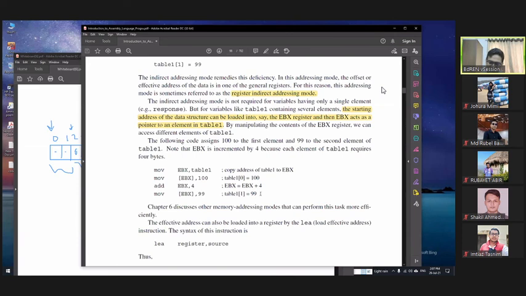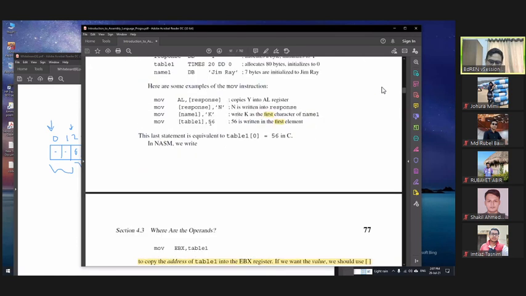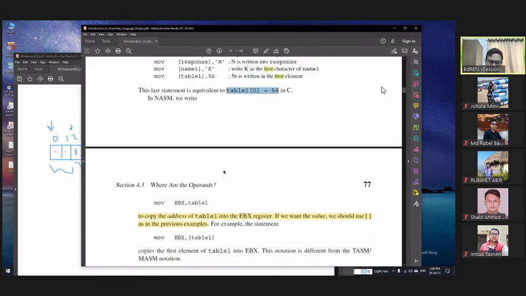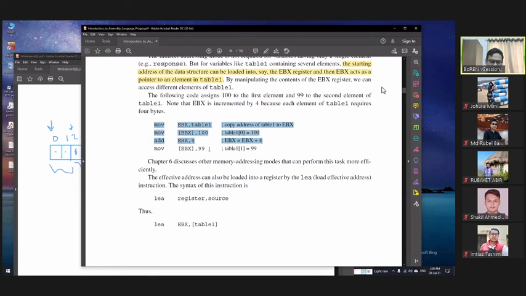So in this indirect addressing mode, we can easily access values other than the first value. Previously, with the earlier mode, we could only access the first address or first location. Second, third, fourth we cannot access. But in indirect addressing mode, this way, we can access any other value.